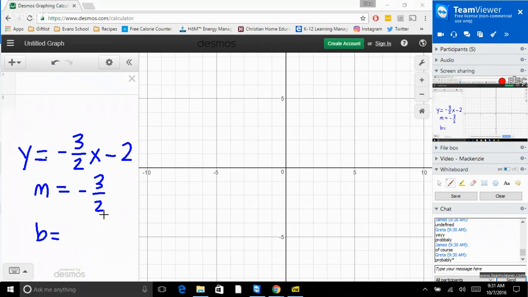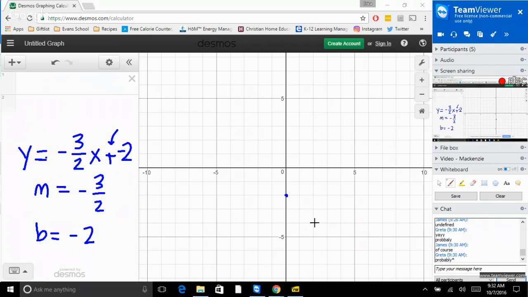And my y-intercept is -2, because I can think of this as plus a -2. Okay, so y-intercept is actually usually easier to start with. Y-intercept is at -2, so that is right here.